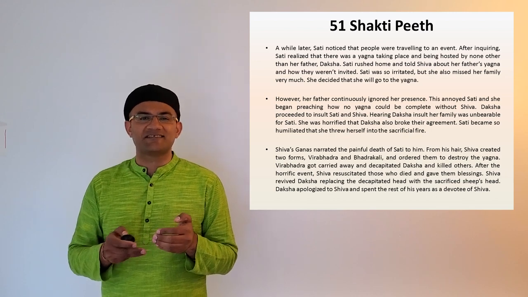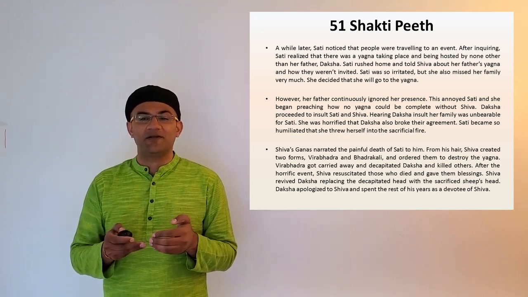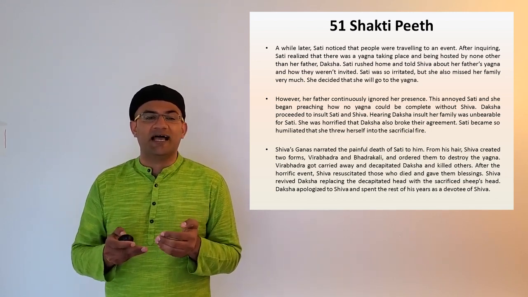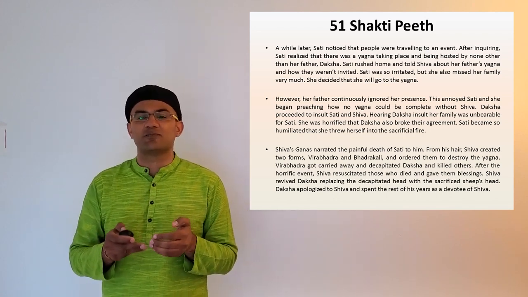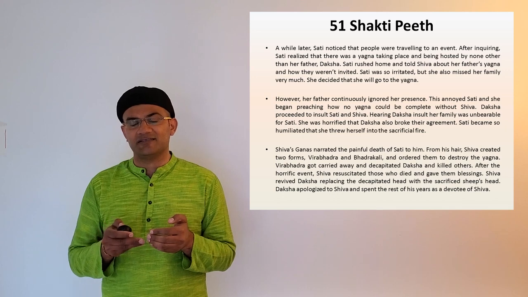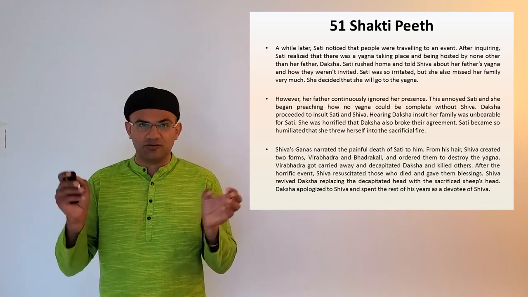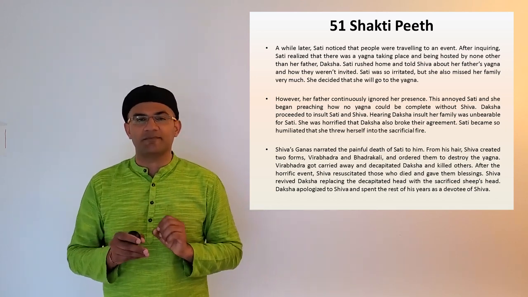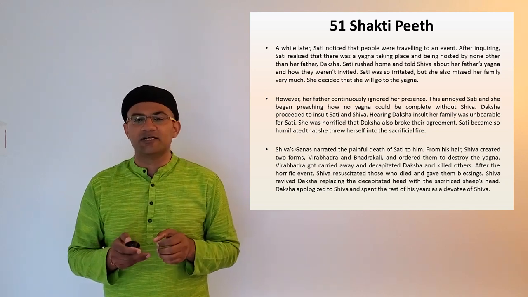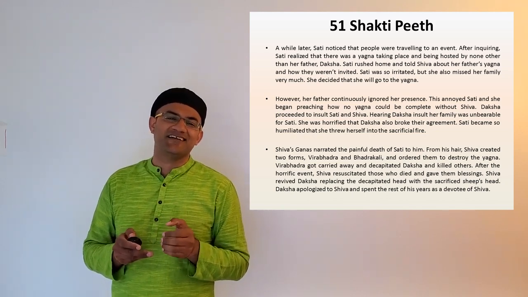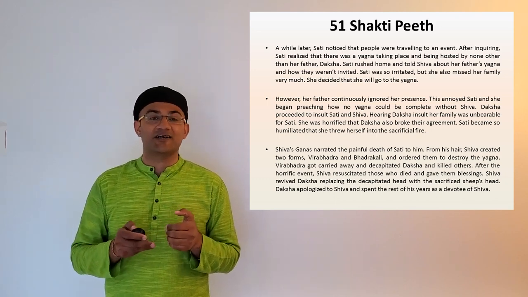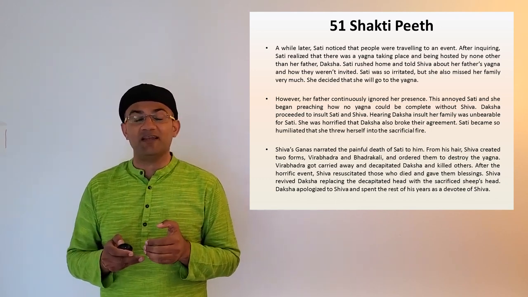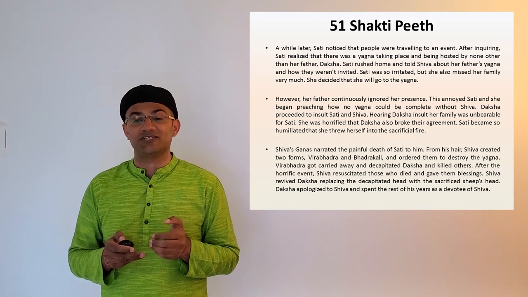Hearing these insults from Daksha, her own family, was unbearable for Sati, and she was horrified that Daksha also broke their agreement. He said, I don't care. You're not married in my eyes anymore. So Sati became so humiliated that she threw herself into the fire. And Narad went to explain this painful death of Sati to Shiva.